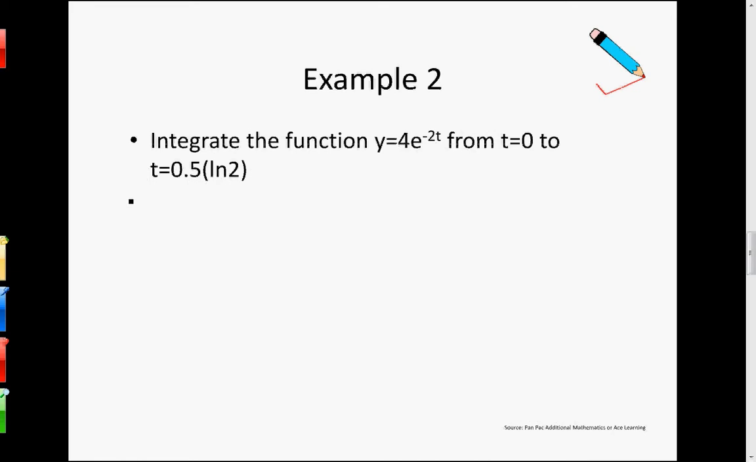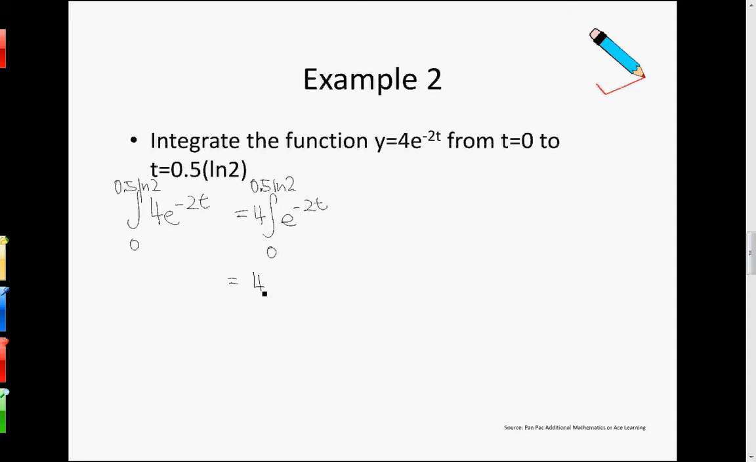Let's try another example. So y is equals to 4e to the power of negative 2t. We want to integrate it from 0 to 0.5 ln 2. So the integral of 4e to the power of negative 2t, we want to do it from 0 to 0.5 ln 2. Well, let's put it into a form that we are more comfortable with integrating.